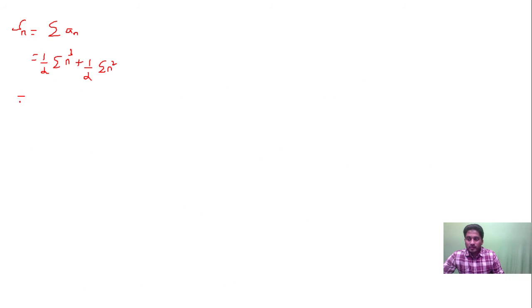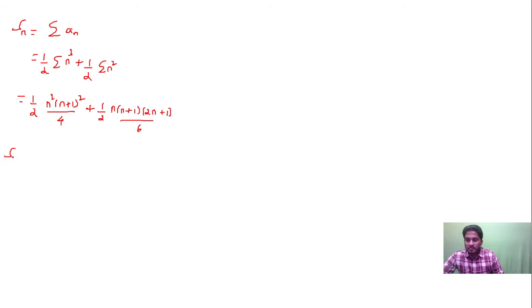So this is 1 upon 2. Summation n cube will be equal to n square into n plus 1 the whole square, divided by 4. Summation n square will be equal to n into n plus 1 into 2n plus 1, and then whole divided by 6.